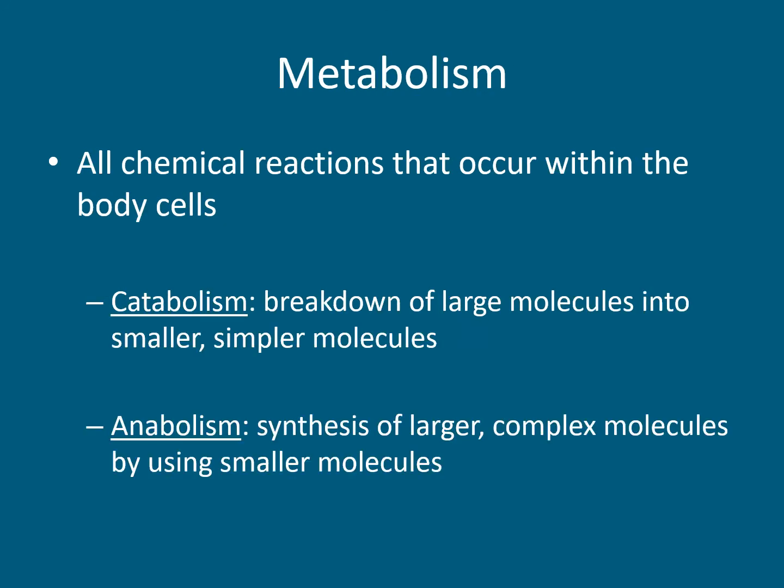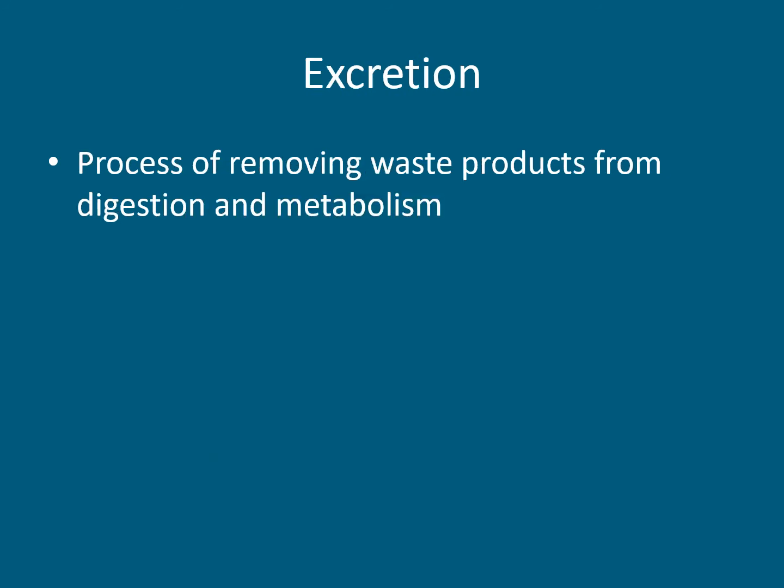Metabolism just refers to all of the chemical reactions that are occurring within the body cells. We divide it into 2 different types. Catabolism is the breakdown of larger molecules into smaller, simple ones. And then the reverse of that is anabolism. So an anabolic reaction is where you're taking small molecules and connecting them together. You're synthesizing or making larger compounds. So think of it as if you're making or synthesizing, it's an anabolic reaction. If you're breaking it down into smaller components, that's a catabolic reaction.